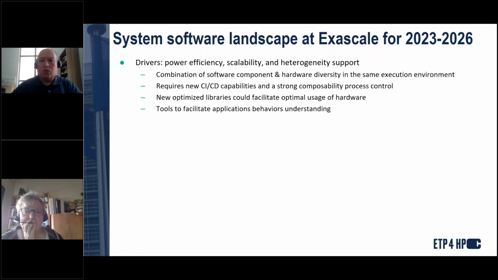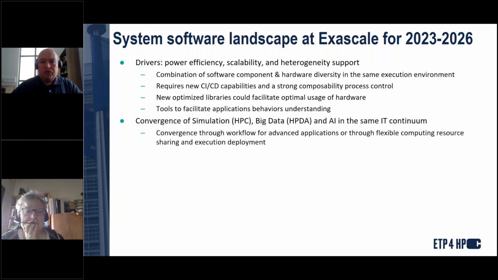This brings forward new requirements or enhances prior requirements related to integration and delivery. This aspect of composing available components remains a very important part, and there is a process control aspect to that. And tools again remain paramount for us.